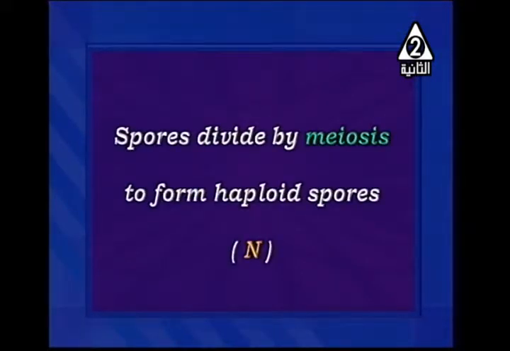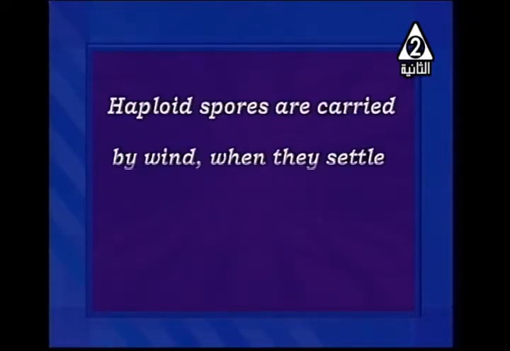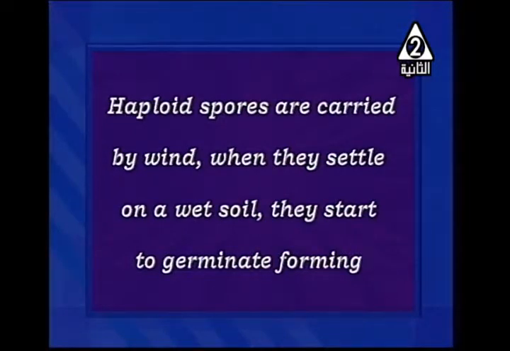When the spores divide by meiosis, it forms haploid spores. I mean, it carries half of the genetic material, n. After that, the haploid spores are carried by wind to any place. And when they settle on wet soil, with some dampness or lower temperature, they start to germinate. And after that germination, what are they forming?